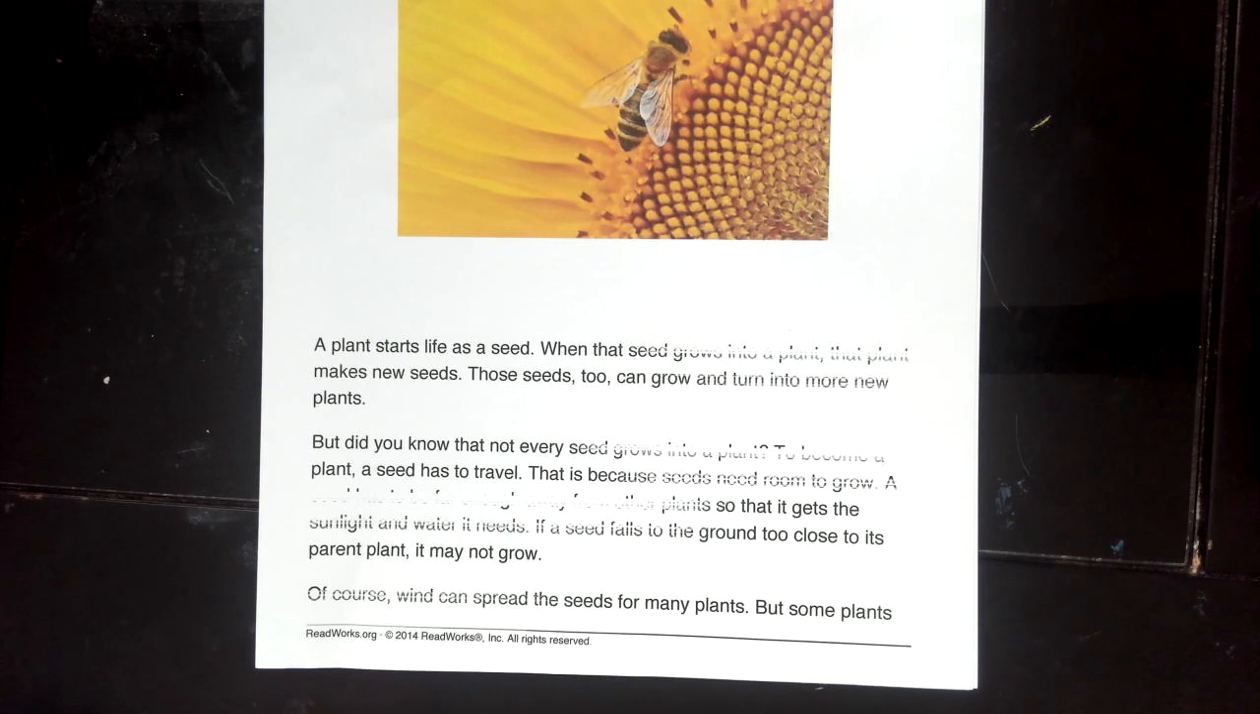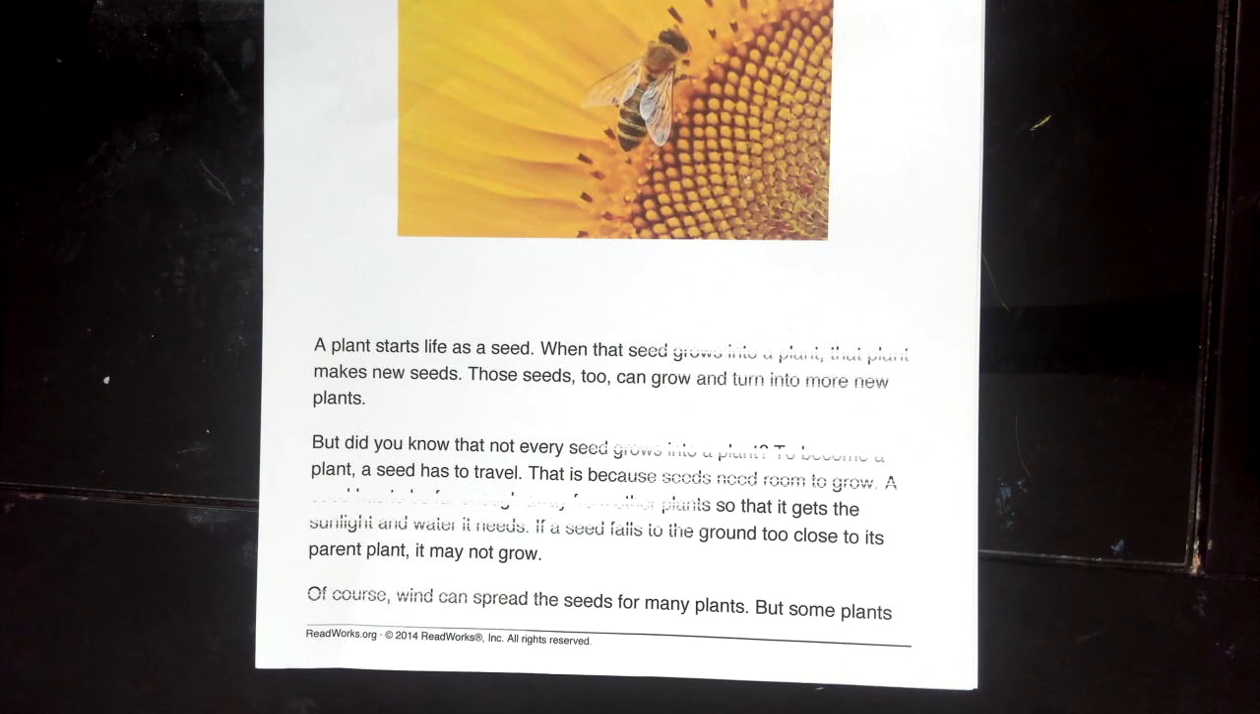But did you know that not every seed grows into a plant? To become a plant, a seed has to travel. That is because seeds need room to grow. A seed has to be far enough away from other plants so that it gets the sunlight and water it needs. If a seed falls to the ground too close to its parent plant, it may not grow. Of course, wind can spread the seeds for many plants. But some plants depend on animals to move their seeds.